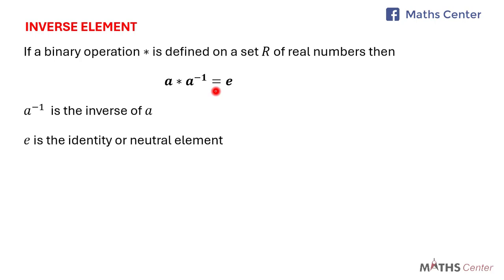So if you compute an element and its inverse, you are going to have the identity element. What this means is that before we can find the inverse of an element under a particular binary operation, we first have to find the identity element. A star A inverse gives us the identity element. Let's apply this to solve some questions.